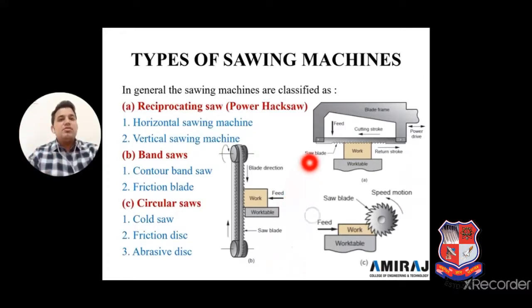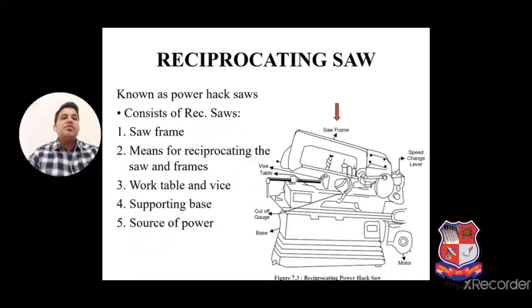Again, I repeat, the first one is the reciprocating saw. It has particularly two types, horizontal sawing machine and vertical sawing machine. The second one is the band saw, which can be a contour band saw and a friction band blade. And the third one is the circular saw, which has the cold saw, friction disc and abrasive disc. We have to learn all these types in detail. Let's start with the first one, the reciprocating saw.